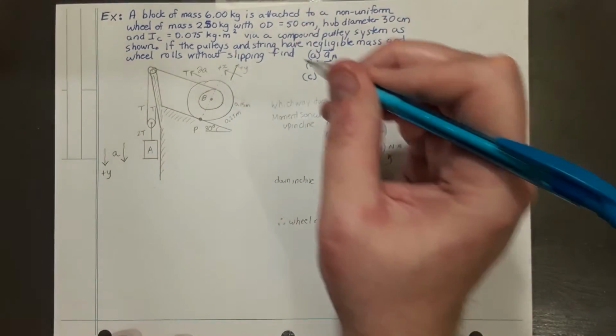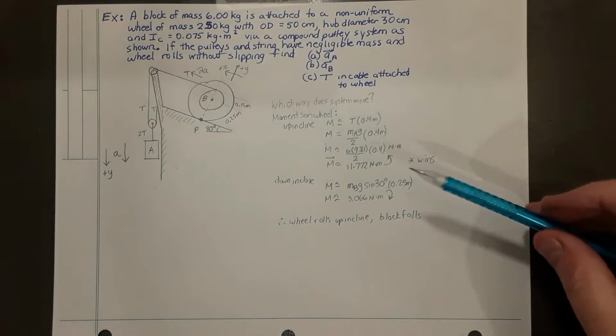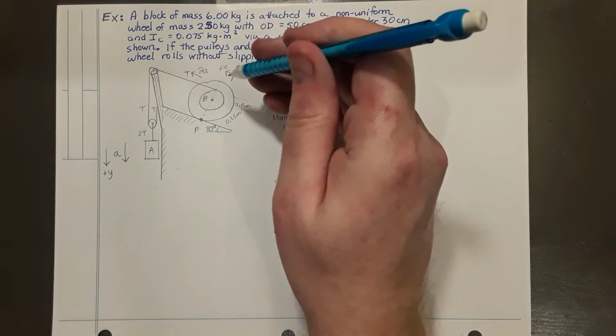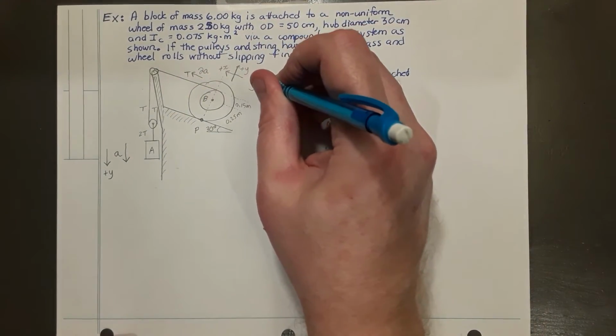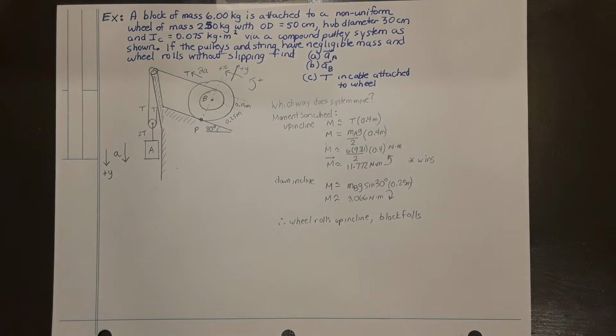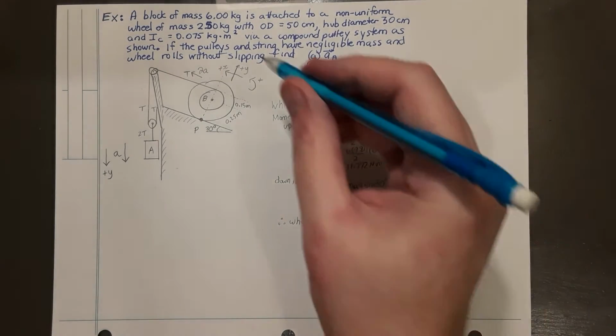coordinate reference frame. Parallel to the incline, up the incline is positive x for the wheel, perpendicular to the incline is positive y, and rotation counterclockwise is positive for the wheel. So step 2, label our positive directions. That's done. Step 3 is to list our known and unknown quantities.